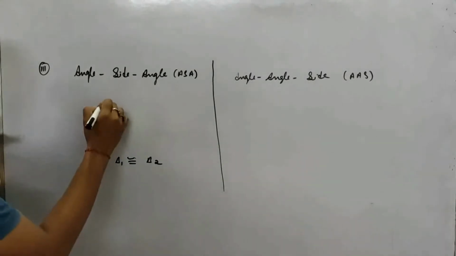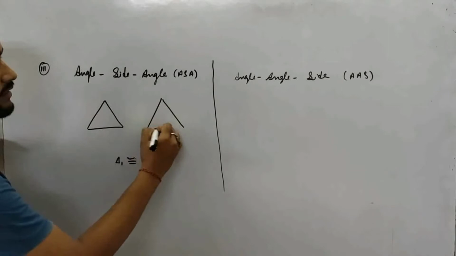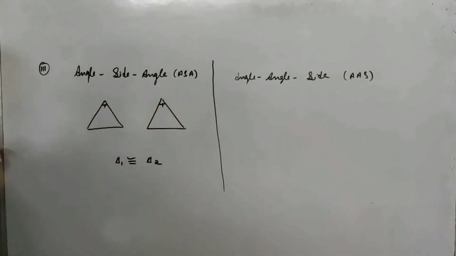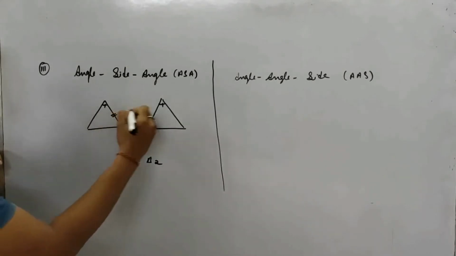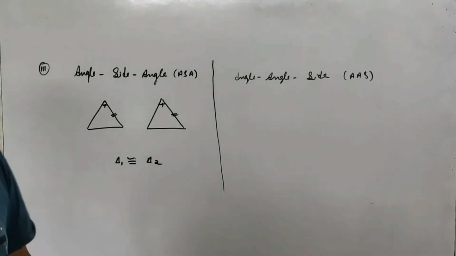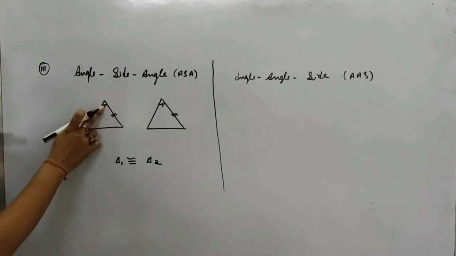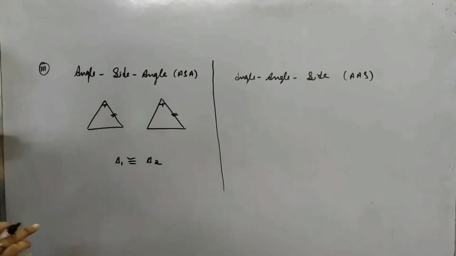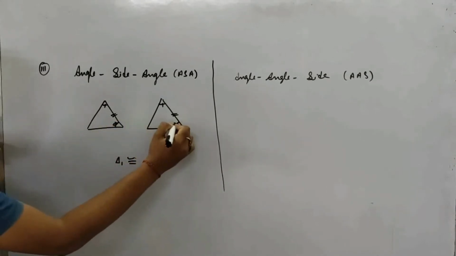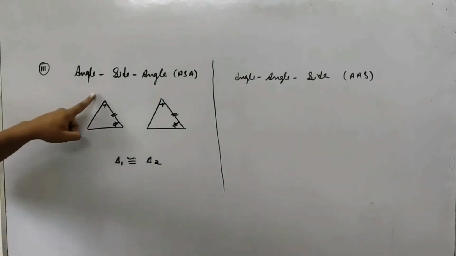Say this is one triangle. This is another triangle. Say for example, I have taken this angle equal to this angle, and this side equal to this side. Then which angle shall I pick so that it becomes angle, side, angle? Obviously, the side should be between this angle and another angle. So what will be the angle? Obviously this one, isn't it? Then only this side will be between the two angles. So then I can say angle, side, angle.